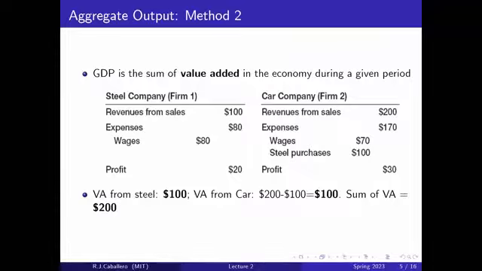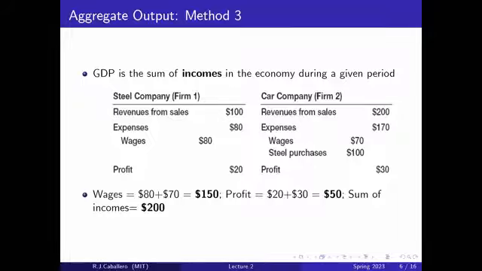So same answer. And the third method, these two methods that I just described are production methods. No? You're measuring the production side. The alternative is to look at the income side. Okay? And the income side says just let's sum all the incomes in the economy. And the incomes are income to workers, wages, and income to the owners of capital, profits. Income to workers is $80 plus 70 is 150. Income to owners of capital is 20 plus 30, that's 50. So 150 plus 50 is again 200. Okay, so these are three equivalent ways of measuring output.